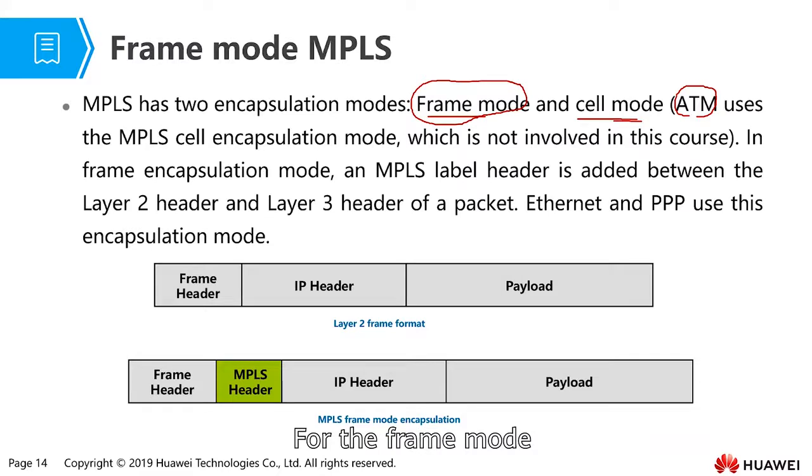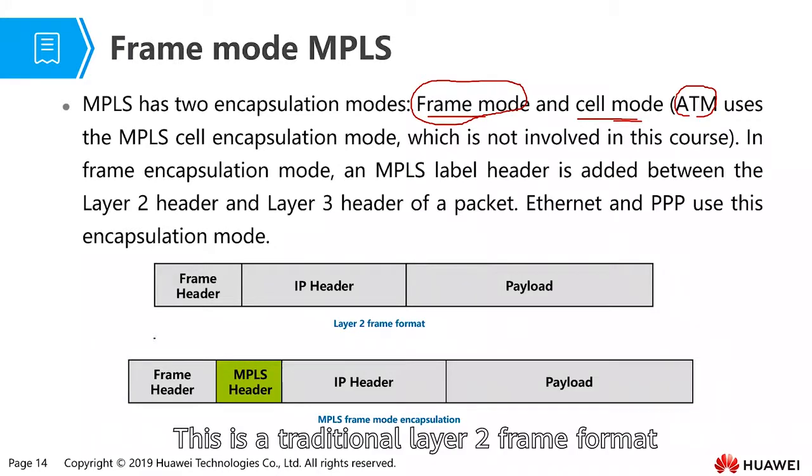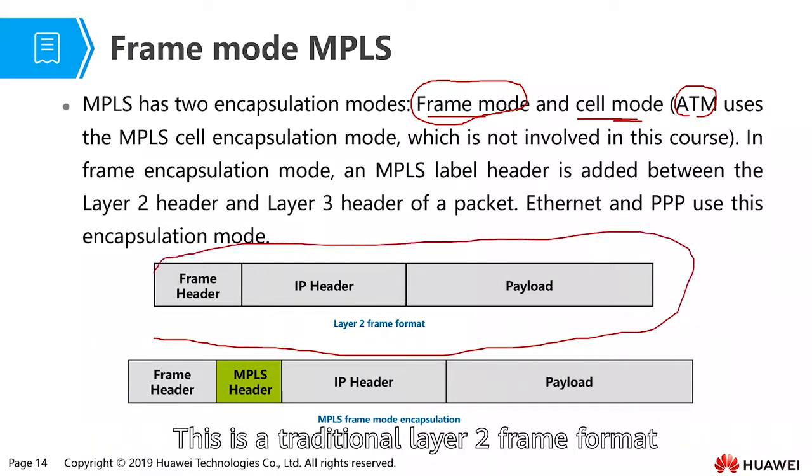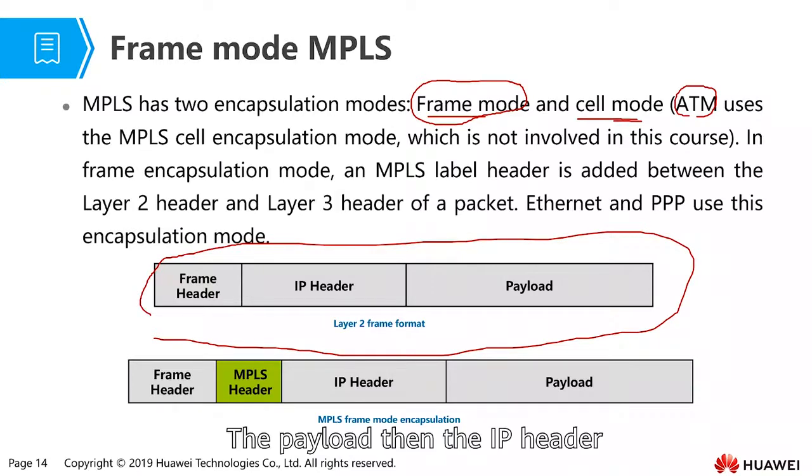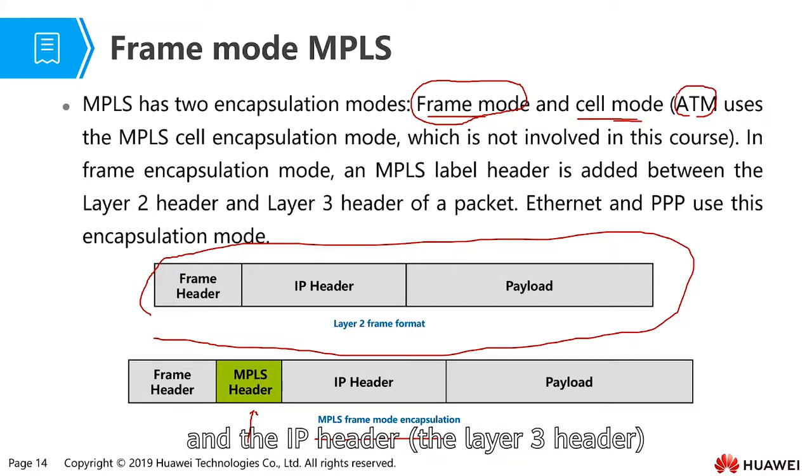For the frame mode, let's look at this. This is a traditional layer 2 frame format: the payload, then the IP header, then the layer 2 header, the frame header. Sometimes it's PPP, sometimes it's Ethernet. Okay, so for the MPLS frame, we will insert an MPLS header between the layer 2 header and the IP header, the layer 3 header.